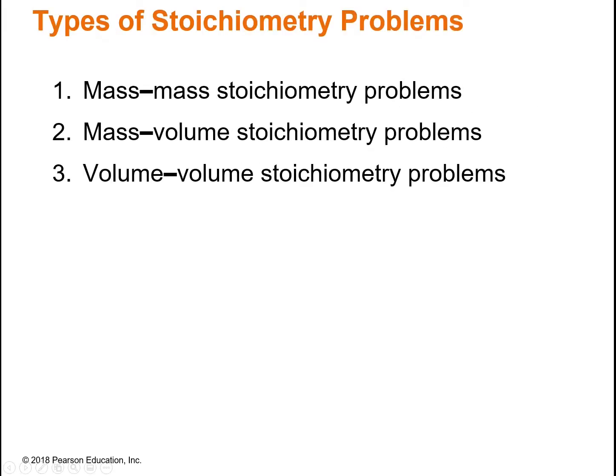There are three types of stoichiometry problems that we're going to cover here. The first is converting mass of a reactant or product to another mass of reactant or product. The second is mass to volume, where we're starting with a mass and we need to figure out a volume of a gas. And the third, which is the easiest type, is volume to volume, where you have two gases and you need to figure out how much of one will yield how much of another.